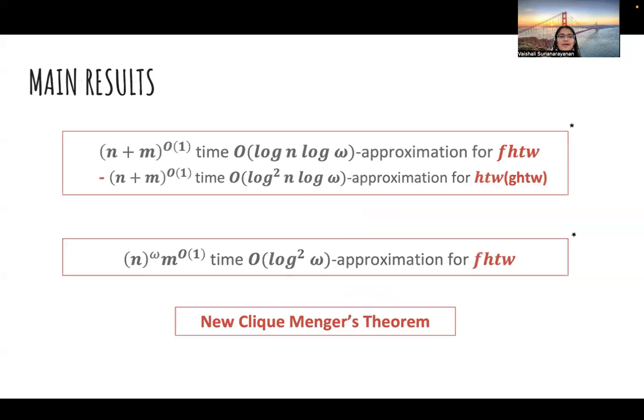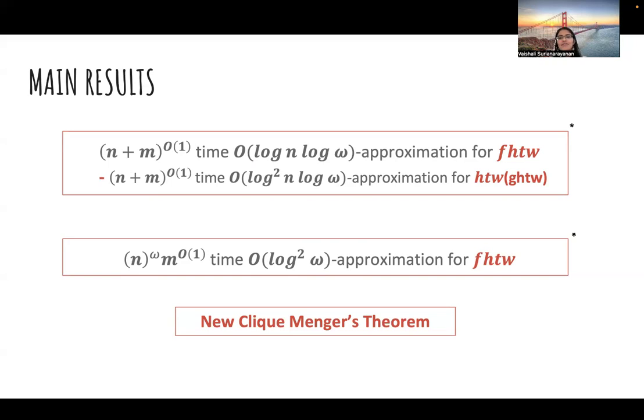Okay. With that, let's head on to our main result. So our main result is a truly polynomial time algorithm. So it's like (n plus m) to the order 1. Note that the exponent is order 1 and not order omega. It doesn't depend on the fractional hypertree width. So it's a truly polynomial time log n log omega approximation for fractional hypertree width.